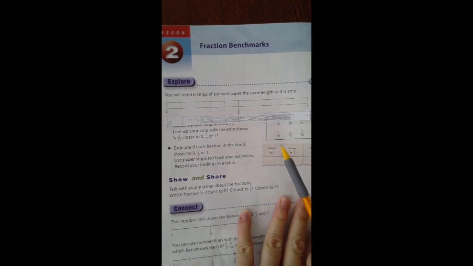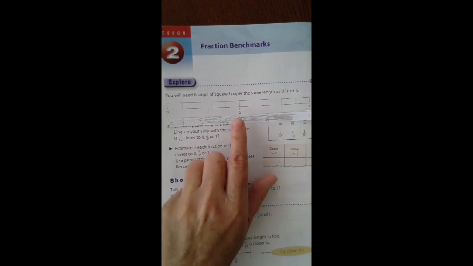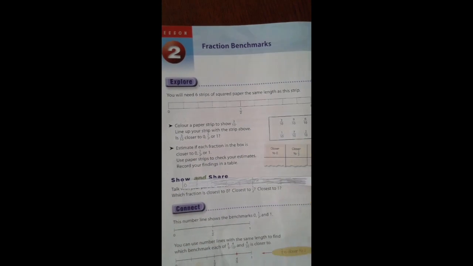If I look at the chart down here, the chart says closer to 0, closer to half, and closer to 1. The page is a little cut off, sorry about that. They're asking you to write that down. You can do that on a piece of paper, or just do that mentally in your head, thinking which one is closer to 0, half, or 1. And you'll do that with the remainder of the strips: 6/10, 1/10, 7/10, and 2/10. So just a quick video to show you what that part of Lesson 2 is about, using fraction benchmarks.